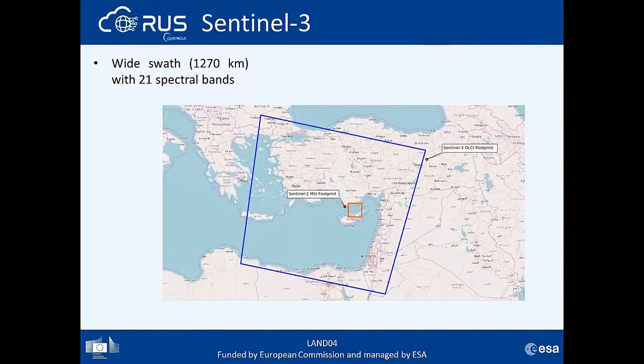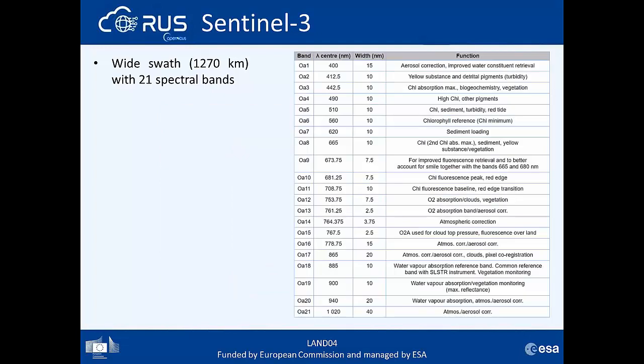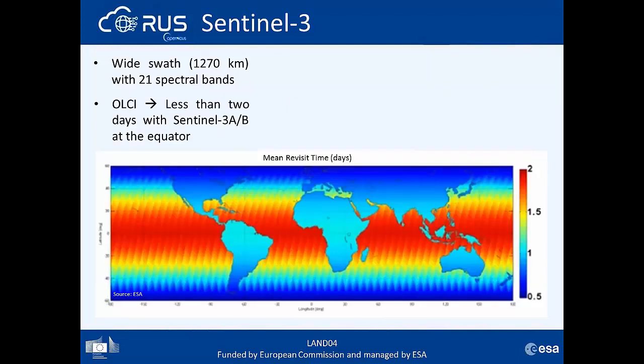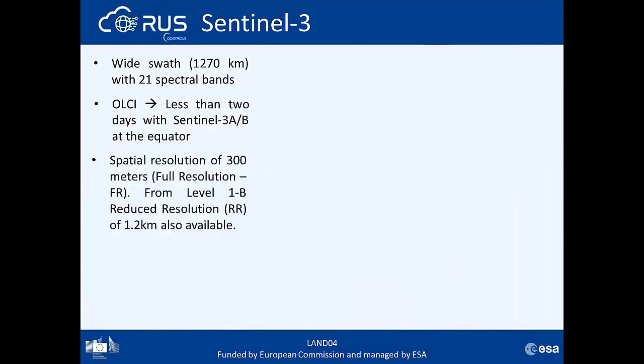First of all, we have a wider swath of 1,270 kilometers with 21 distinct bands in the 0.4 to 1.02 micrometers region of the spectrum. The revisit time is less than 2 days at the equator once the constellation of Sentinel-3 is completed. And the spatial resolution is 300 meters at full resolution and 1.2 kilometers at reduced resolution.